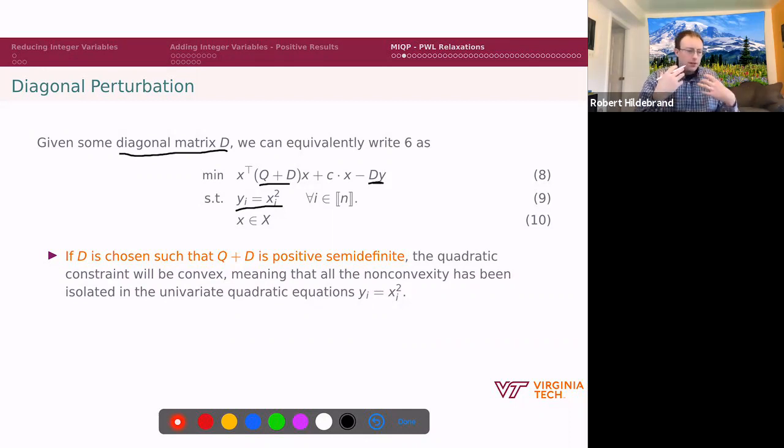Okay, so I've now made the objective convex, and my nonlinearities, or my non-convexities, are now in the constraints. And now if we want to try to solve these problems, all we're left over to do is try to model Y equals X squared in a nice way. Okay, so that's what I'm going to do for the rest of the talk.